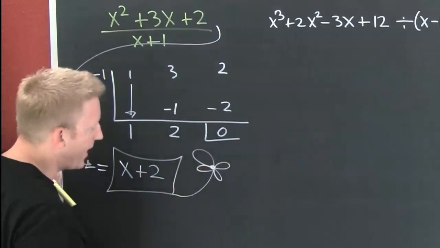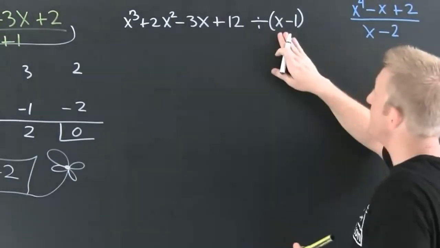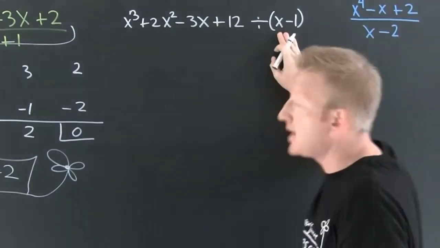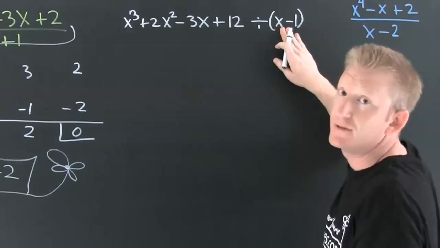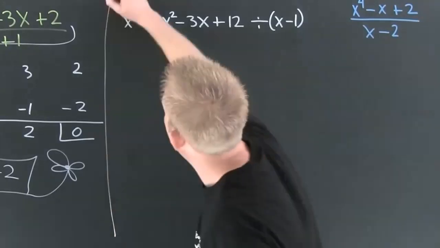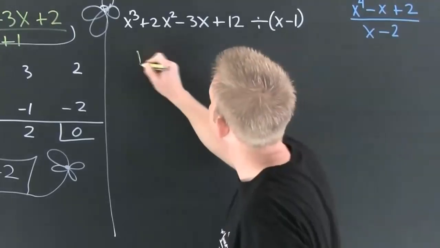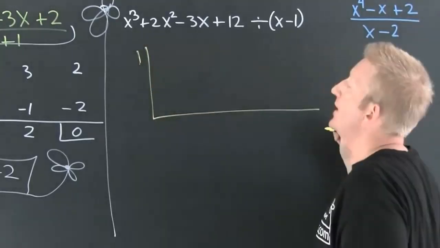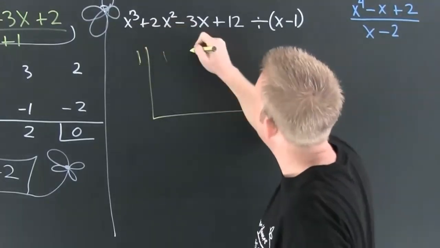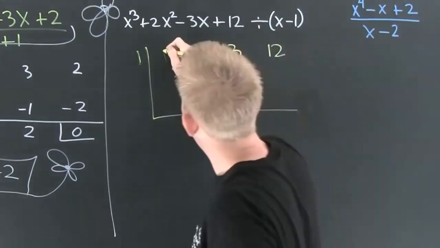Now look here. Am I dividing by a special linear factor? Yes. So what goes on the outside? Zeros go on the outside. What's a zero? Anything that makes that polynomial 0. What's going to make this polynomial 0? 1. So 1 is on the outside. What goes on the inside? My coefficients. A 1 goes in there, a 2, a minus 3, and a 12.